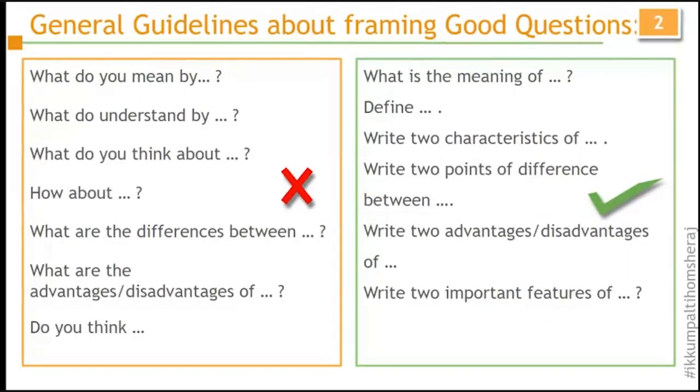Then what are the advantages or disadvantages of? Once again, it is open-ended. Somebody will be writing 3 advantages, somebody will be writing 4 advantages, and somebody will be writing only 1 advantage. And you will not be able to mark it properly. Sometimes we have seen some questions starting as, do you think? That also is the wrong way of putting a question.